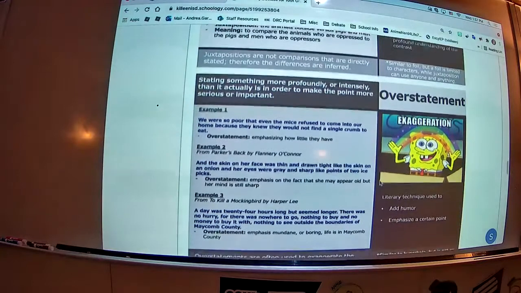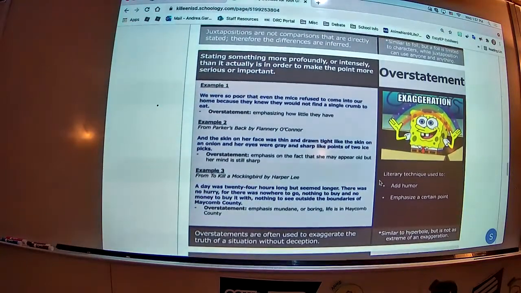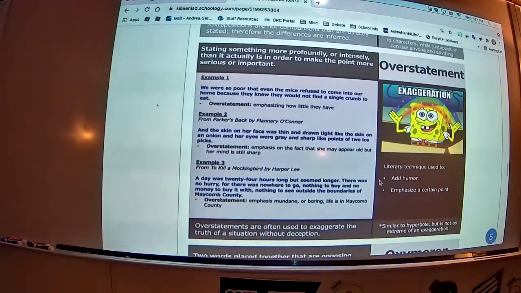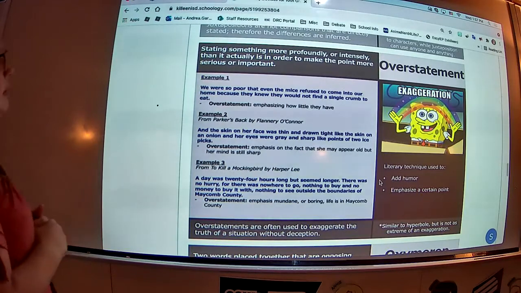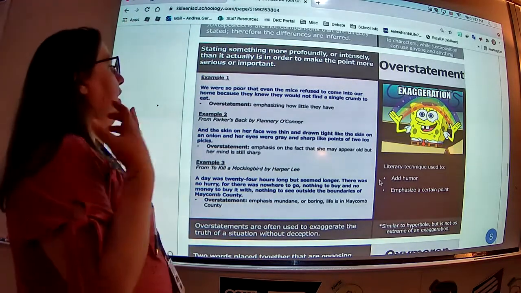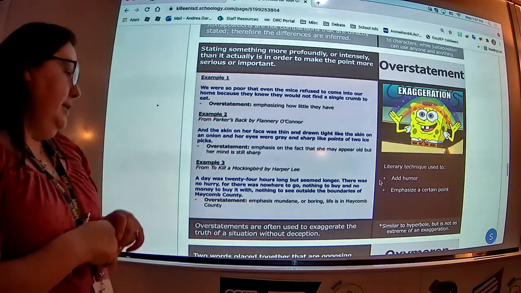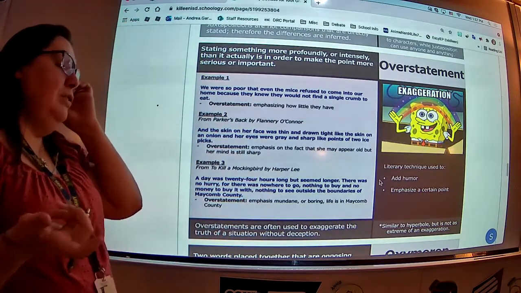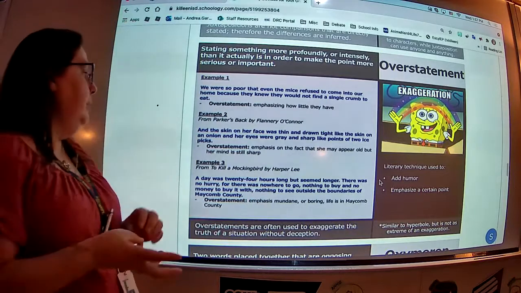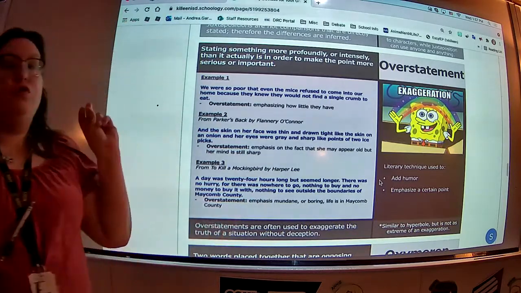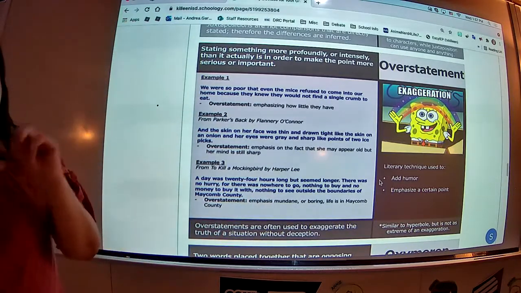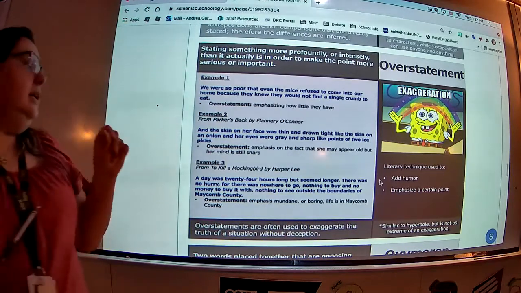Overstatement. Most humans are really good at overstatement, and we do it all the time without even realizing it. It's just an amped up form of exaggeration. So it's stating something more profoundly or intensely than it actually is in order to make a point of how serious or important it is. So it is similar to hyperbole, which is an exaggeration, but it's more extreme. And it also has like a grain of truth in it, because sometimes exaggerations don't have any truth in it. This one kind of does.